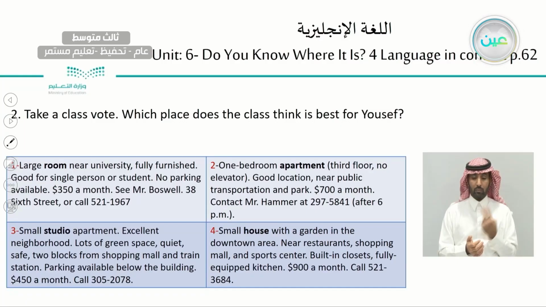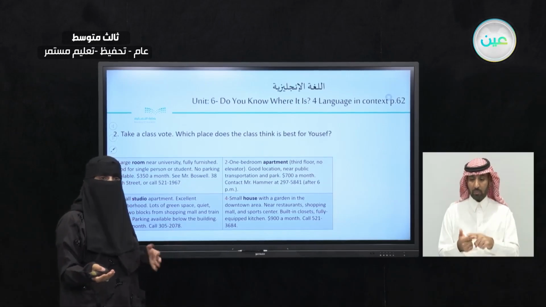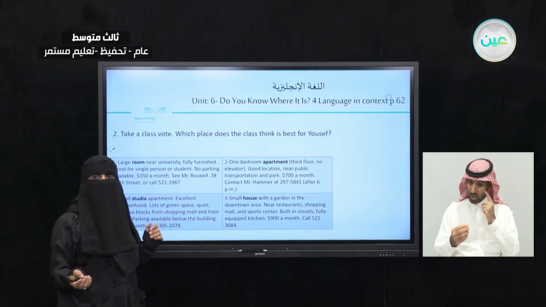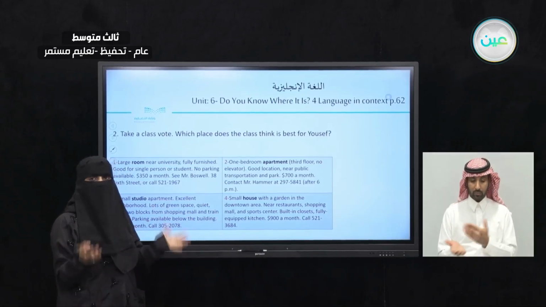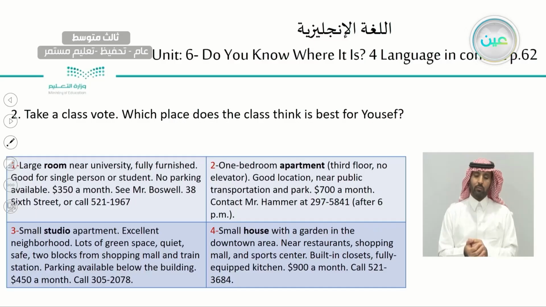The second task for you, take a class vote. Which place does the class think is the best for Yusuf? So take a vote. If more than 5 groups say the first place, the room is the best place for Yusuf, or maybe 8 will say the best place is the studio apartment. So take a vote and then decide which place is the winner for Yusuf, okay?